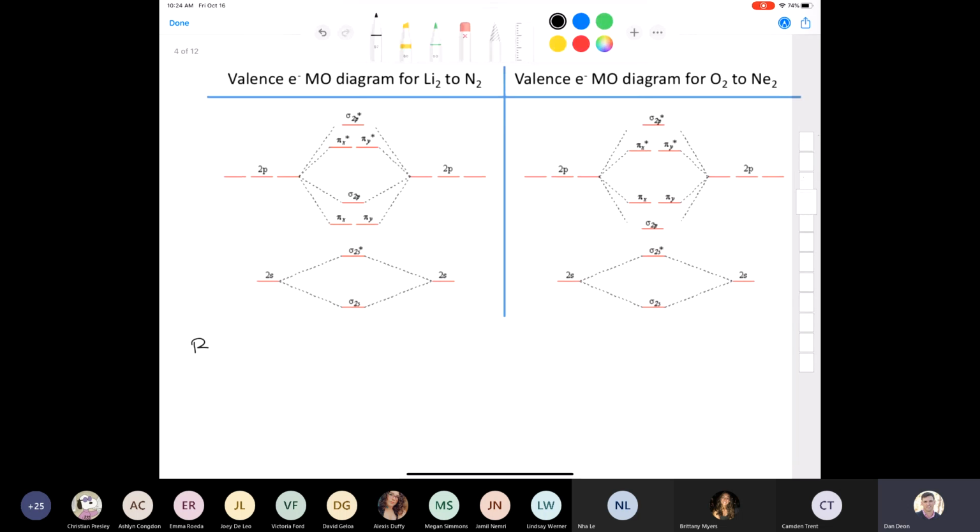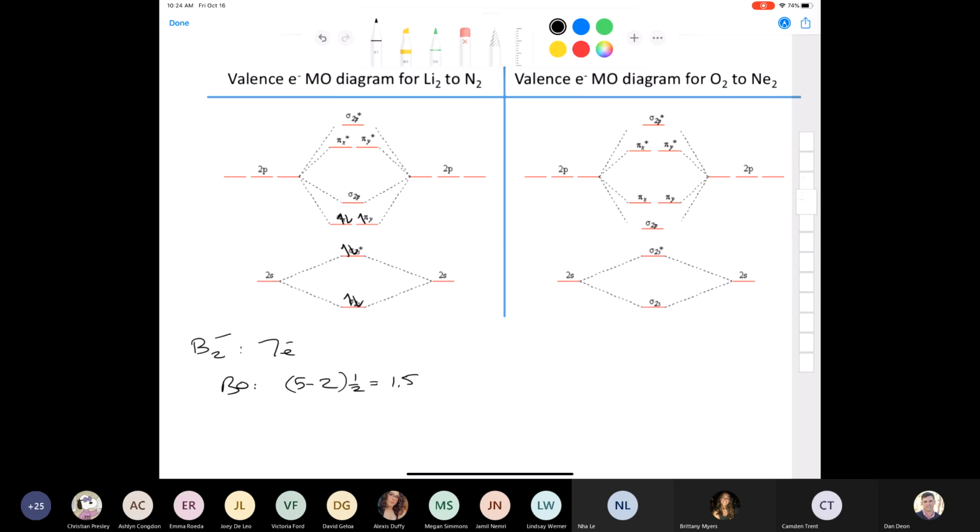Now I have B2 with a -1 charge. Boron has 3 valence electrons. 3 times 2 is 6. I add 1 for the -1 charge. That gives me 7 valence electrons. 1, 2, 3, 4, 5, 6, 7. My bond order is going to be equal to 5 minus 2 multiplied by a half. That gives me 1.5 again.